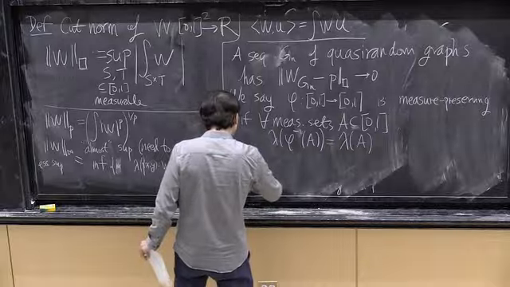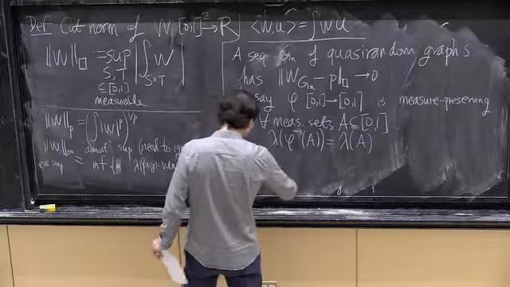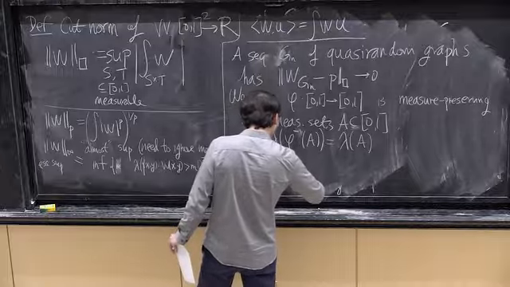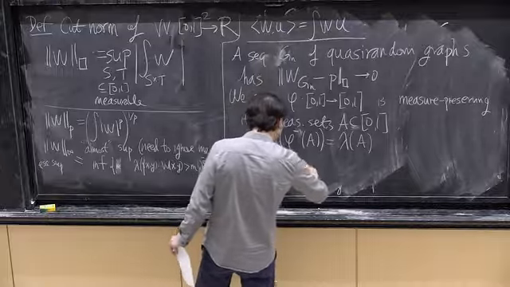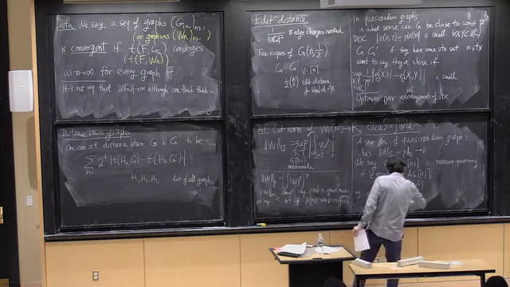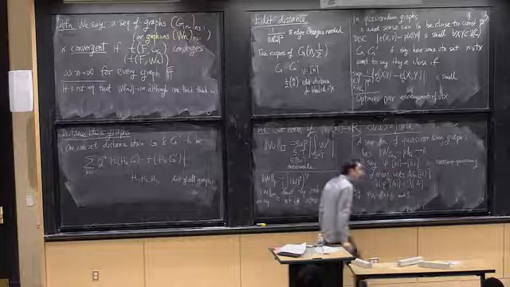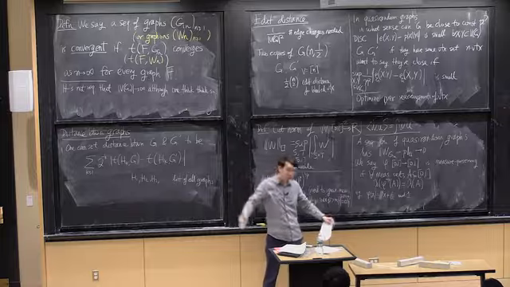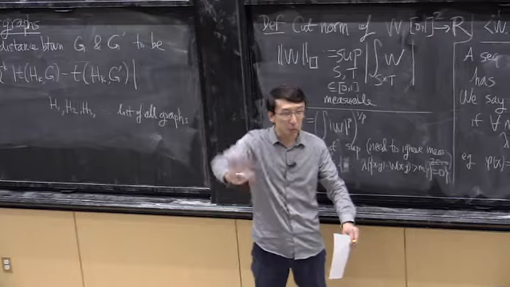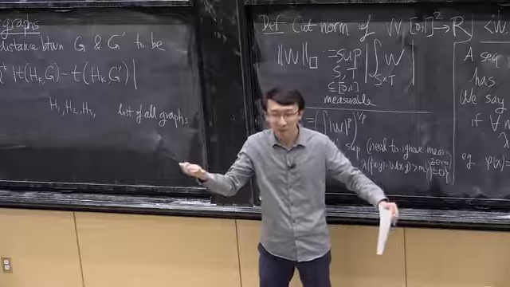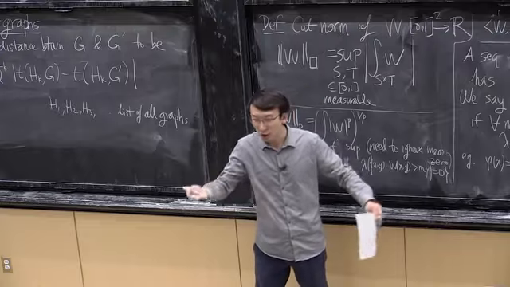Let me give you an example. An easy example is the map which sends x to x plus 1/2. Think about the circle as your space, and here I'm just rotating the circle by a 1/2 rotation. So it's obviously measure preserving. I'm not changing any measures.